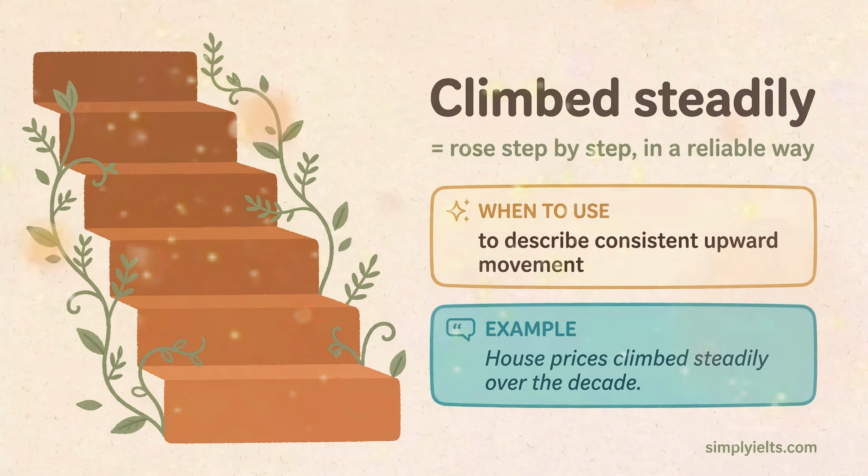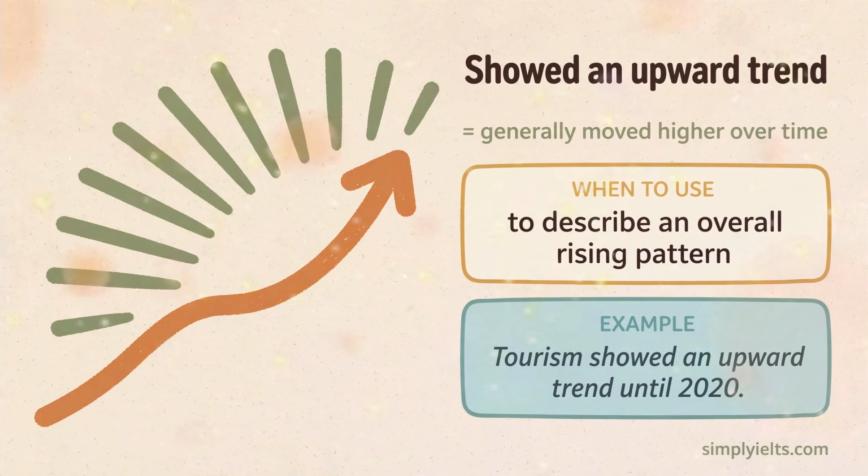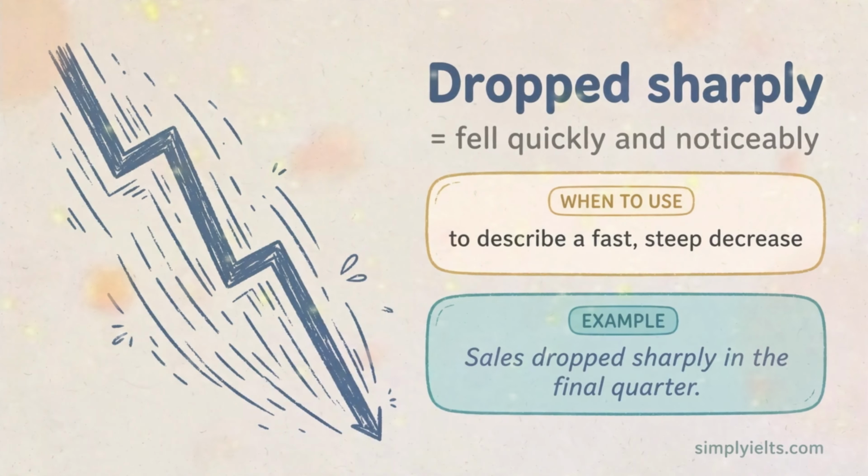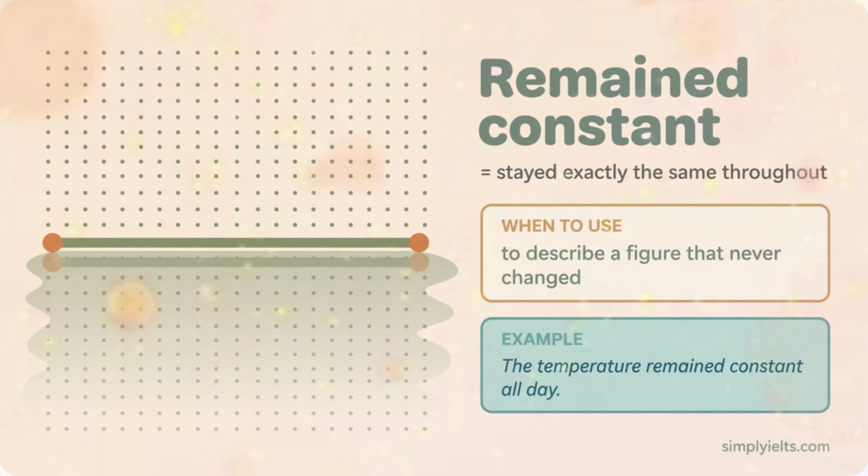If a trend has generally moved higher over time, you can state that it, showed an upward trend. For example, tourism showed an upward trend until 2020. To describe a fast and noticeable decrease, use the phrase, dropped sharply. For example, sales dropped sharply in the final quarter. When a figure never changed throughout the period, you can say it remained constant. For instance, the temperature remained constant all day.